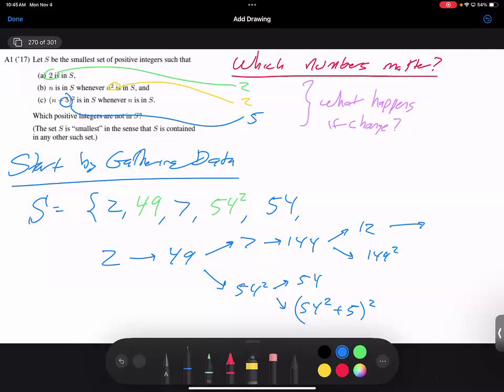17 squared. And then the 17 squared will give us 17, and then 17 squared plus 5 squared. So again, I'm not sure if this is the best way to attack the problem. I'm trying to write things in a tree structure to get a sense of where things come.